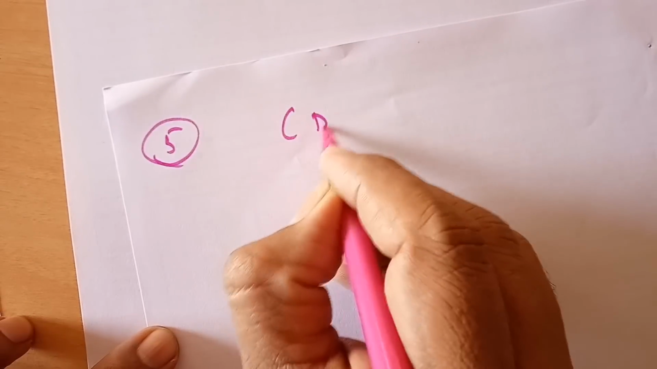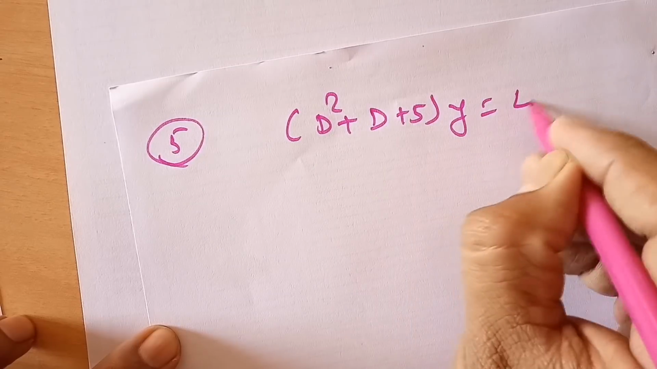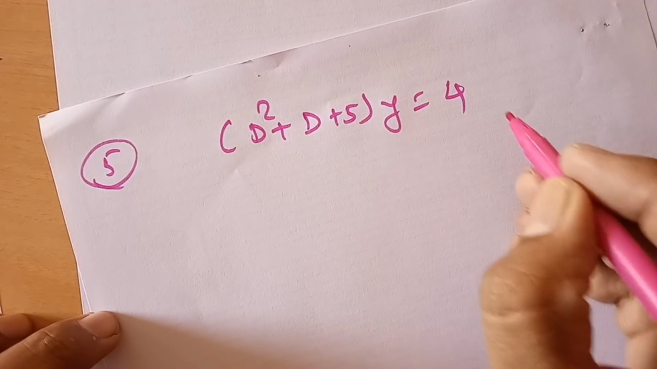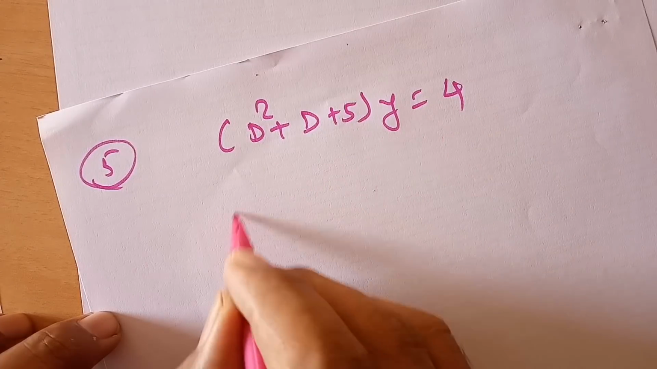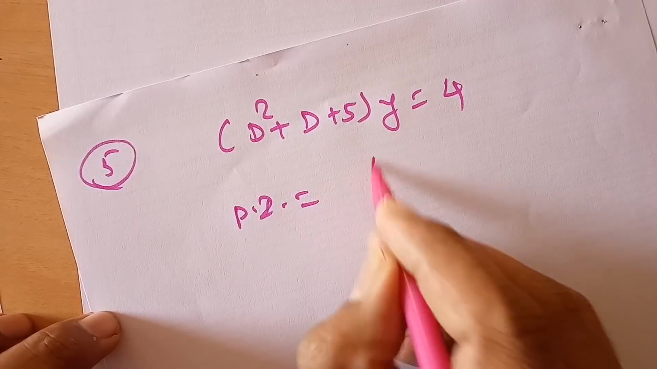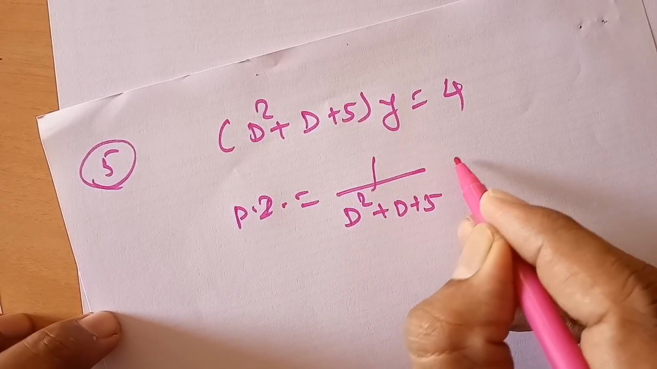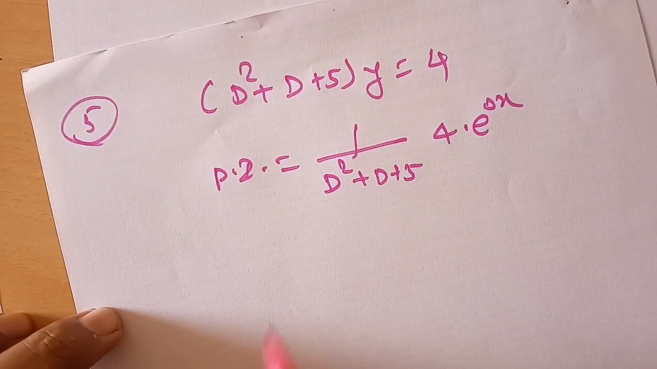Suppose our differential equation is (D squared plus D plus 5) into y equal to 4. Now the right hand side is 4 only. This is not in terms of an e raised to power function. Still, this problem can be handled under this method, since this is a constant. We can write this 4 as 4 into e raised to 0x. Yes, we can write 4 into e raised to 0x.